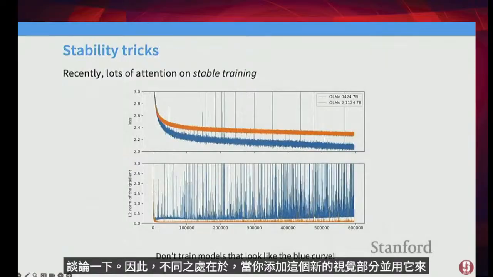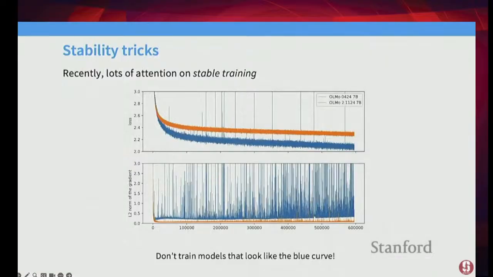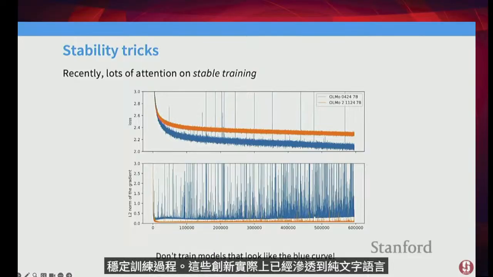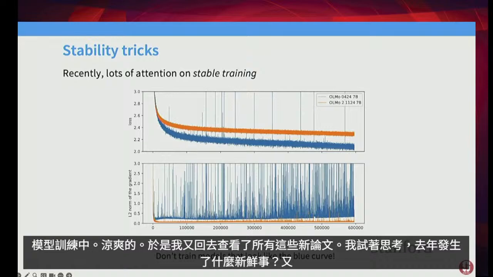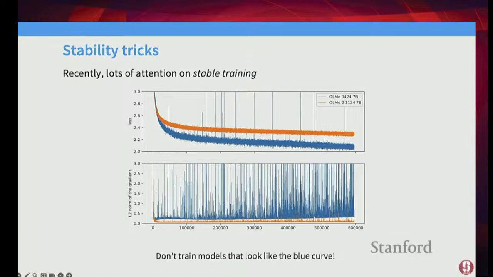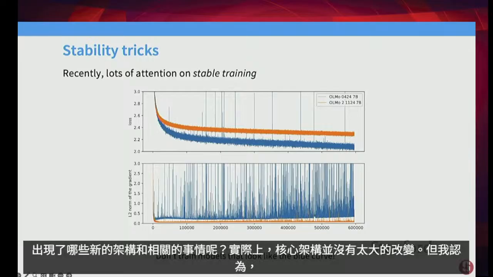So I went back through and looked through all these new papers, and I was trying to think about what's been new in the last year, what new architecture and related things have happened. Actually, the core architecture hasn't changed much, but the one thing that stood out as being very emphasized in a lot of the releases has been what I would call stability tricks. These are things where you would like to train your model in much more stable ways. And as you make bigger and bigger models, or you train for longer and longer, these kinds of issues start to appear more and more.